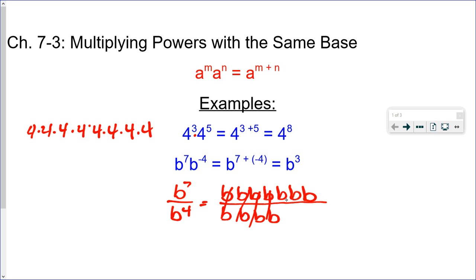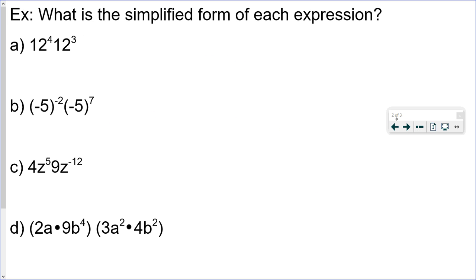And what are you left with? You're left with b to the third power. So these negative b's are in the denominator and they cancel out 4 of the b's in the numerator. So that's how it works with negative exponents. All right, so let's look at some examples of using this.